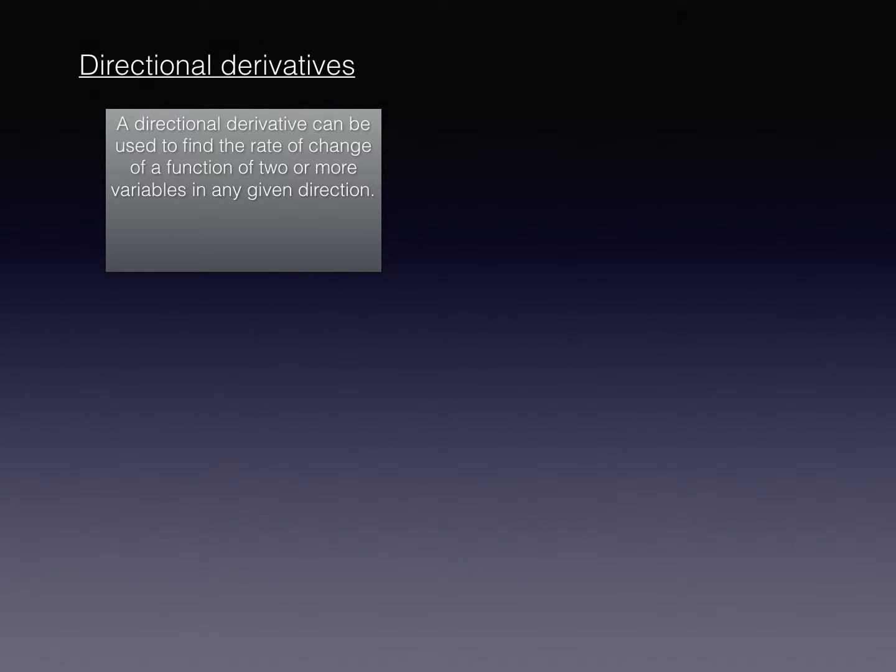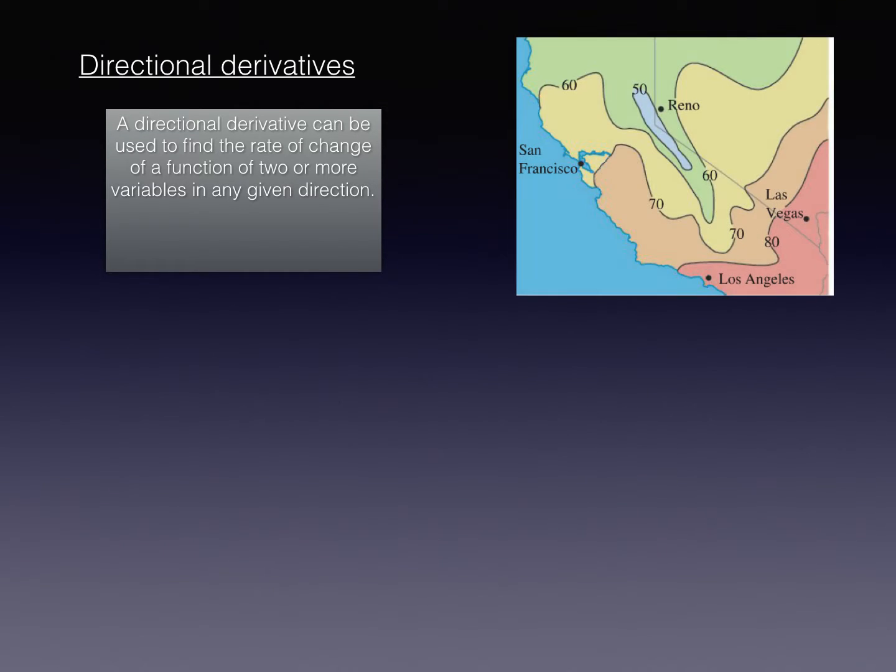So the first thing is the definition of a directional derivative. A directional derivative can be used to find the rate of change of a function of two or more variables in any given direction. Let's say, for example, we have a map of the Nevada, California region with different areas of different temperature, and we want to find the rate of change of temperature with respect to distance.